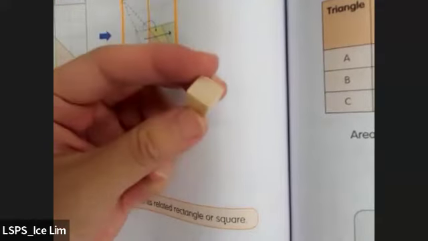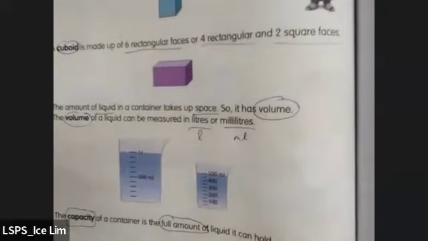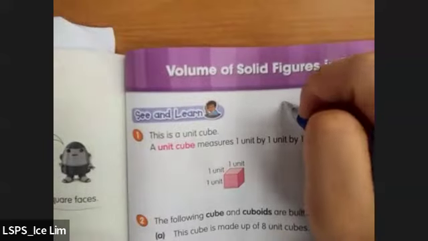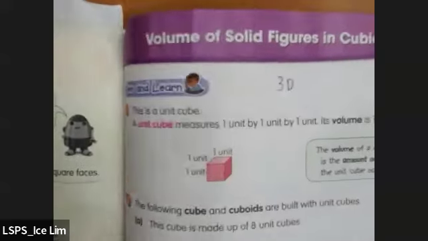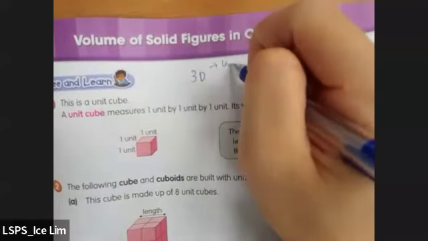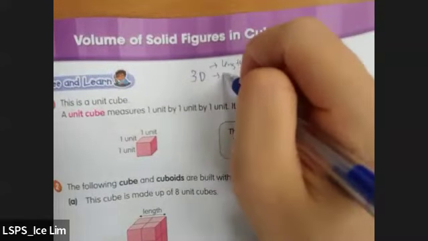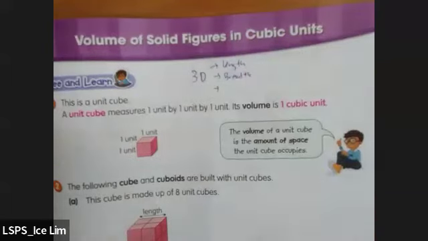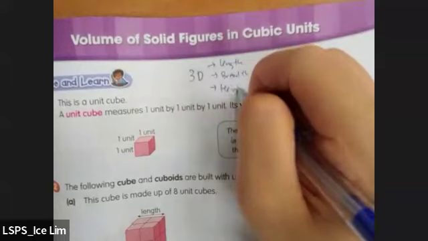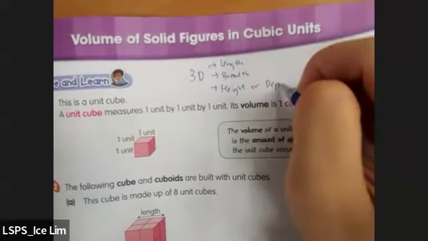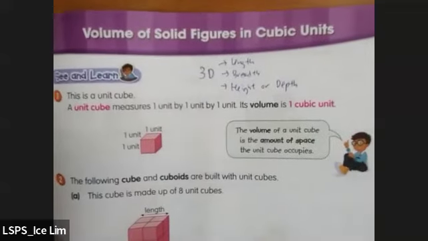It's now called a 3D object. Why is it called 3D? Yes, the cube is now 3-dimensional. It has length, it has breadth, and now a new thing called the height. Or you can also call it the depth. How deep is the swimming pool?